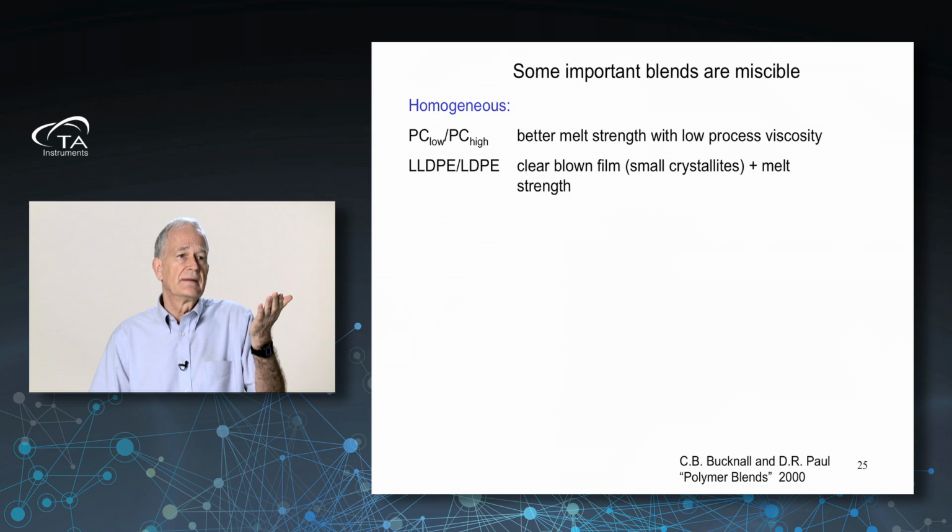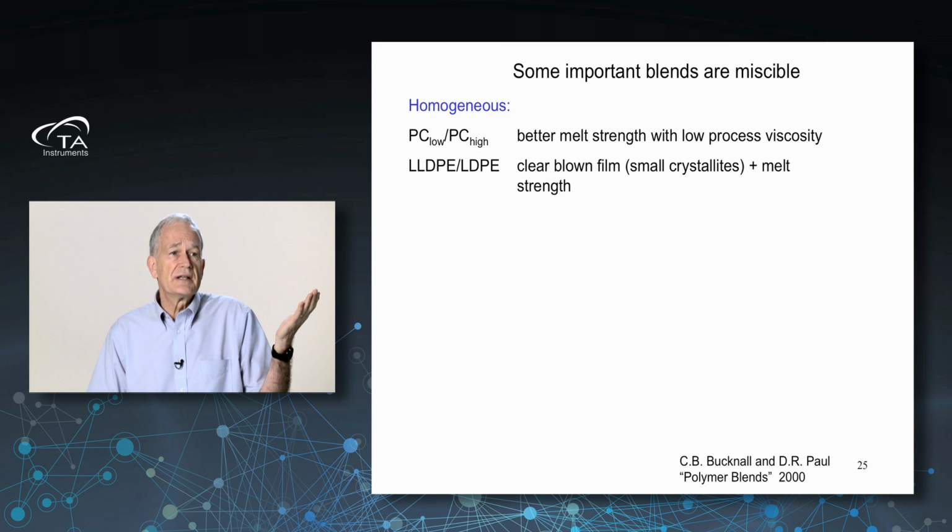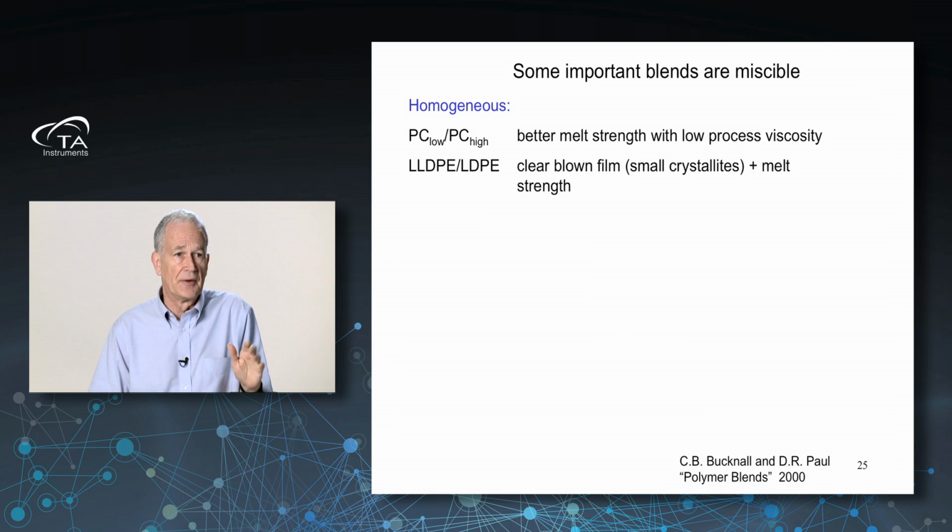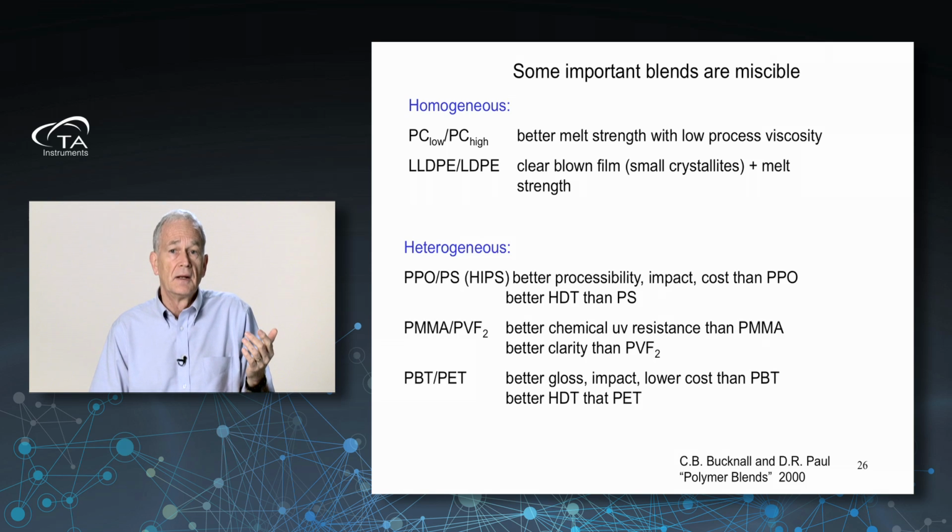Well, these are the homogeneous blends, as I've mentioned, and I think we have a good handle on that, and we have a good simple theory, and it's available in the rheometer software. Let's look at heterogeneous blends. As we mentioned, there are several important examples, and how can we model them?